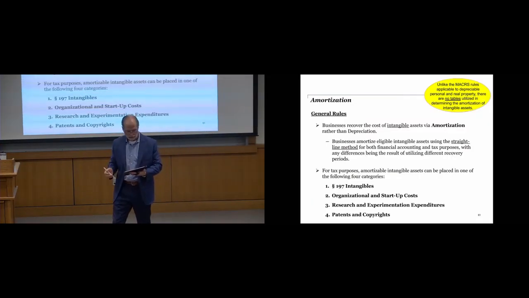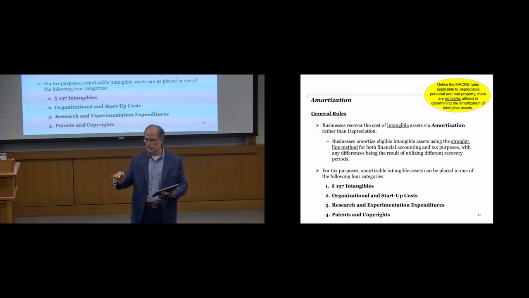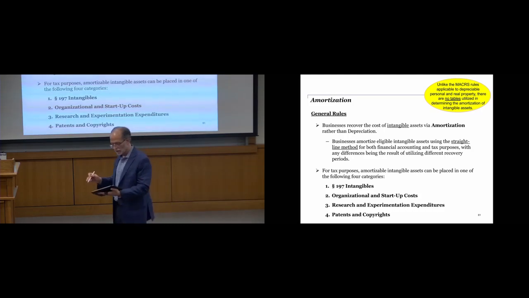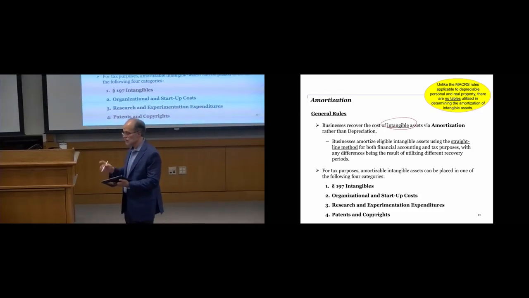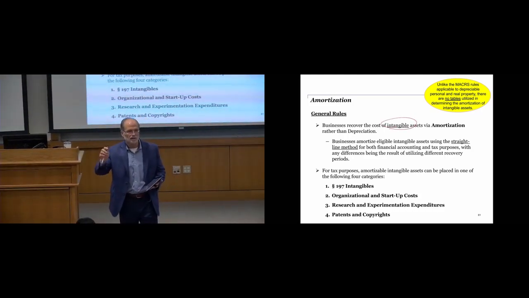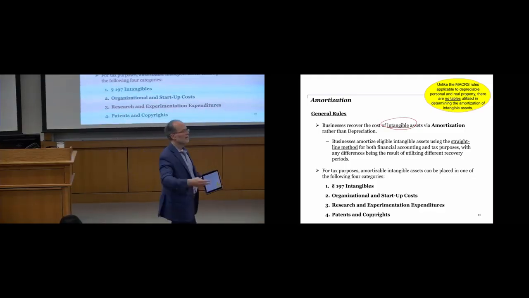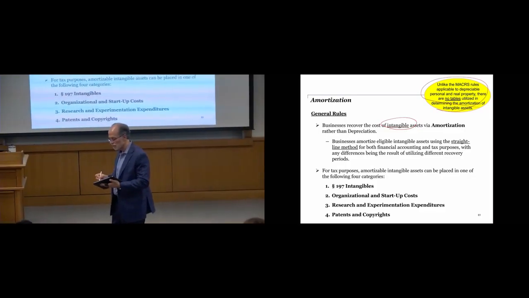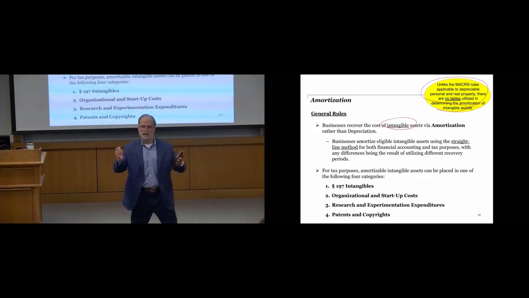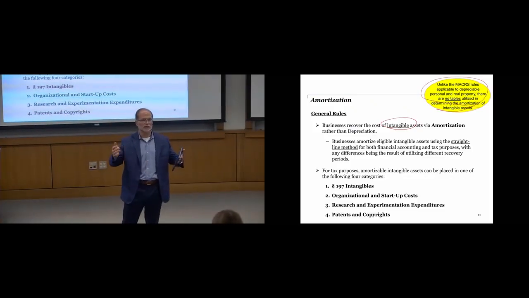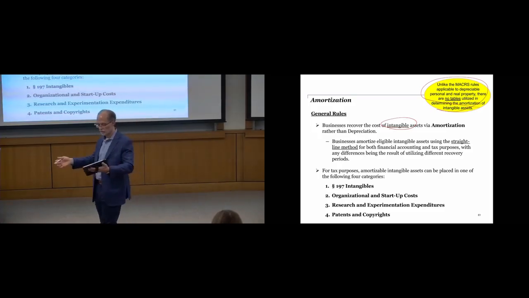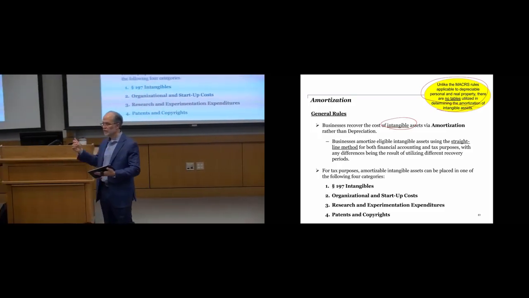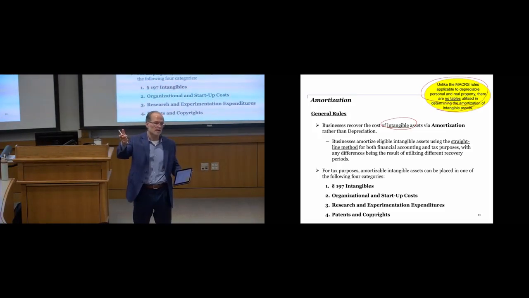Okay. I want to finish with amortization real quick, and I'm just going to lightly touch this. But intangible assets, remember, are not depreciated; they are amortized. Same thinking. Now we do not have tables. We only do tables for tangible property. So you will not see tables for intangible assets because they are effectively straight line.